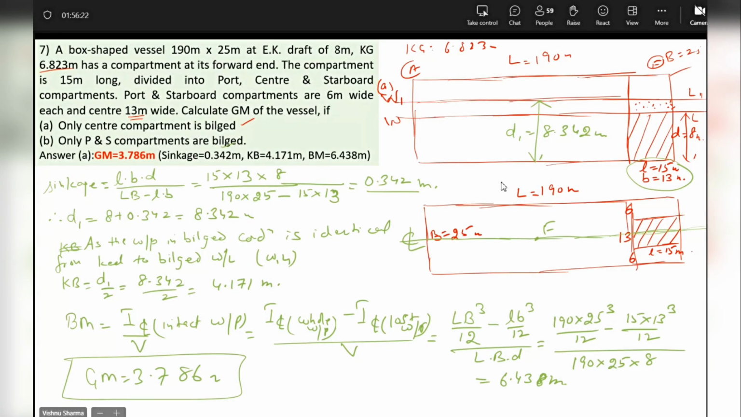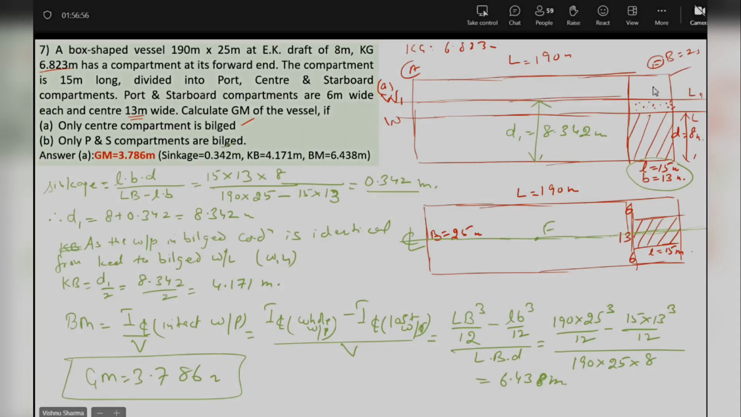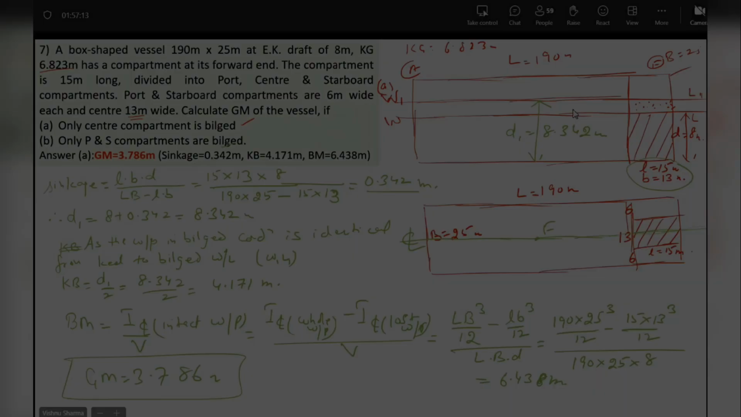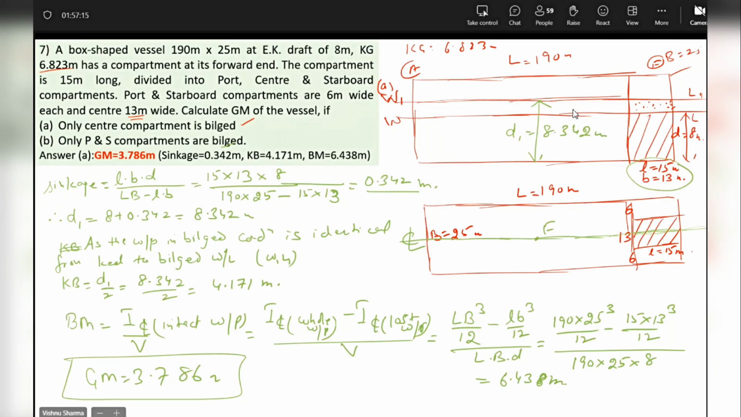Yes, sir. Okay. When will the G shift? Tell me, when does the G shift? When adding, loading, or moving weight away. So under the lost buoyancy method, are you doing any of these things? So why will G shift? And if G does not shift, it's not only KG, even the LCG will remain unchanged. Okay?